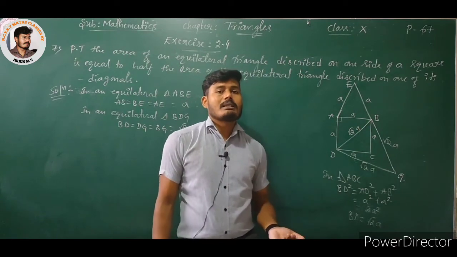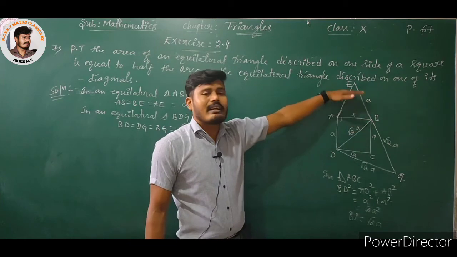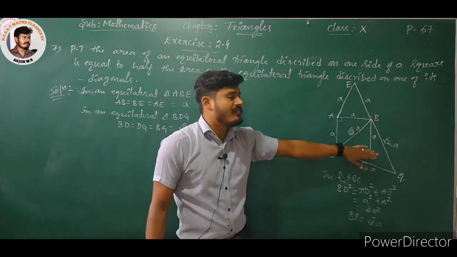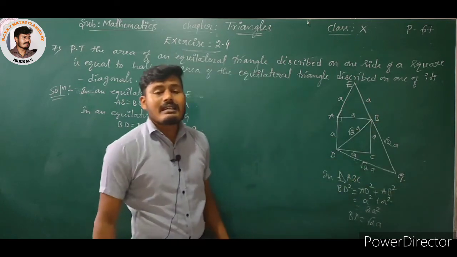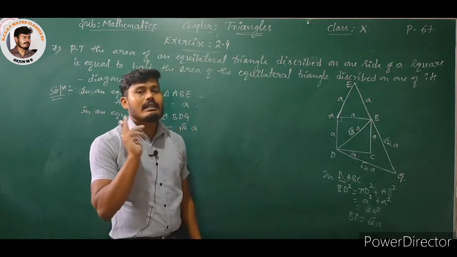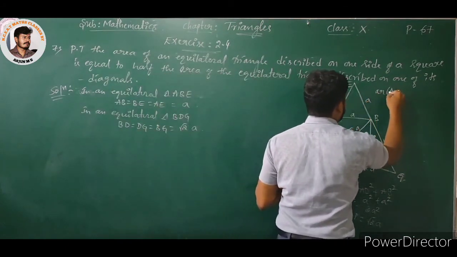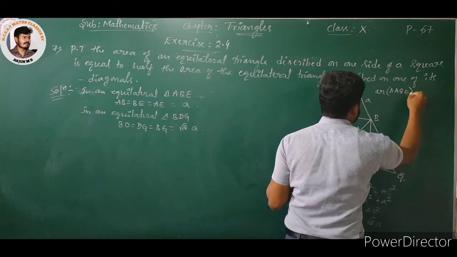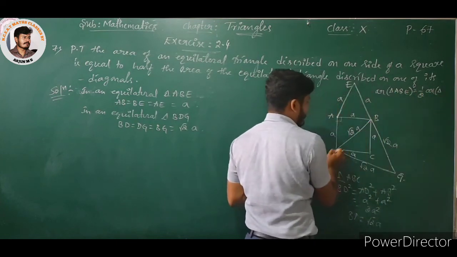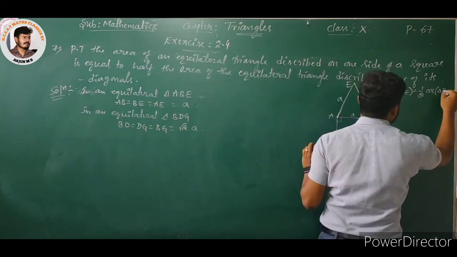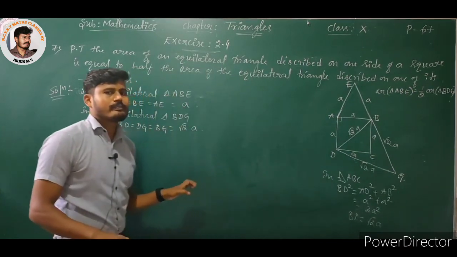Understand this: area of equilateral triangle described on one side of a square is half of the area of equilateral triangle described on one of the diagonals of the square. That's why we have to prove like this: area of triangle ABE is equal to half of area of triangle BDG. So this is the required proof in this problem.